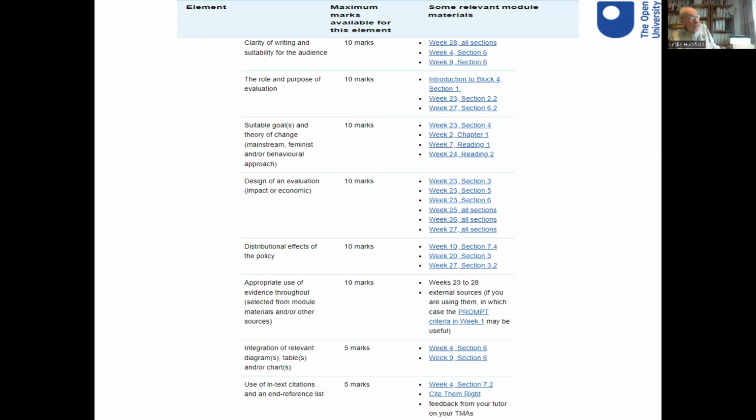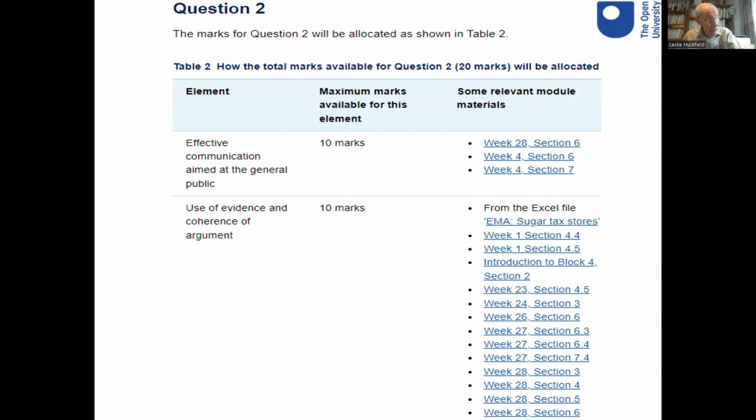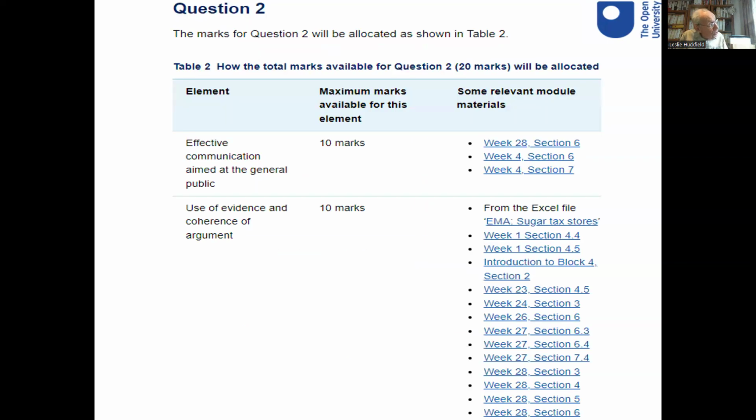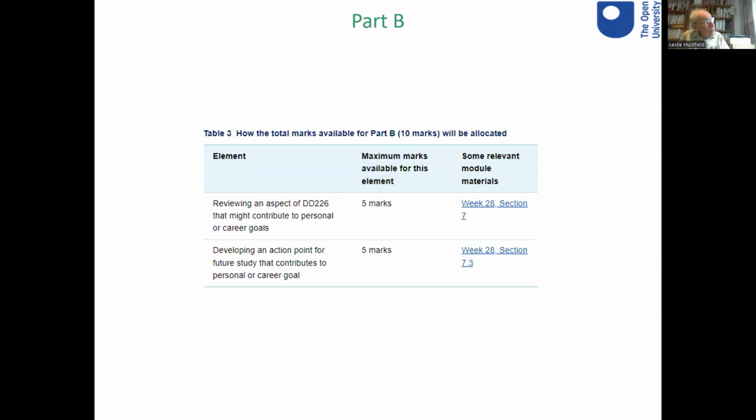Now, the interesting thing for me is that apart from showing you the links to the weeks where all the stuff is, what you'll be able to see, quite honestly, from having a look at the breakdown of where the marks are, is not only where you can score the marks, but it's actually, in so many words, telling you what we expect you to write. So it's not just where the marks are, it's a pretty good guide to what we expect you to write. It's the same with question 2, it's the same with part B.